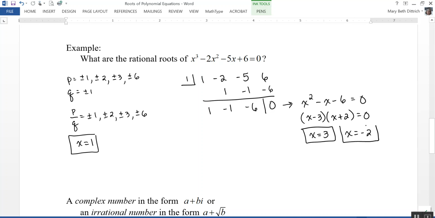Now, I could have continued trying all of my possible values of p over q, but if you can find 1, then do synthetic division, and it's possible that this can be factored, or you could use the quadratic formula on it. That wouldn't necessarily give you rational zeros, but if it's factorable, then you will get rational zeros here.